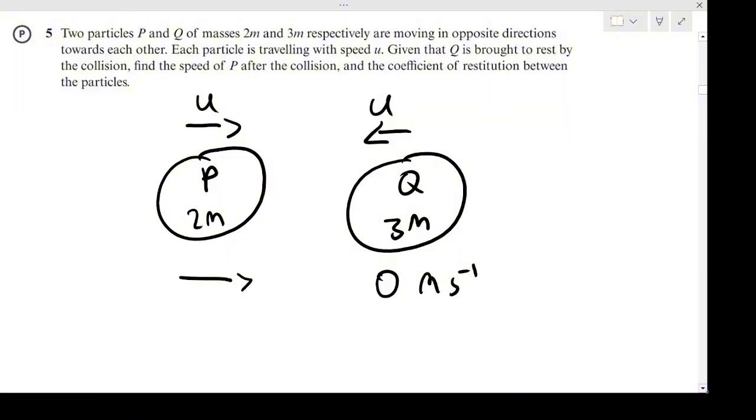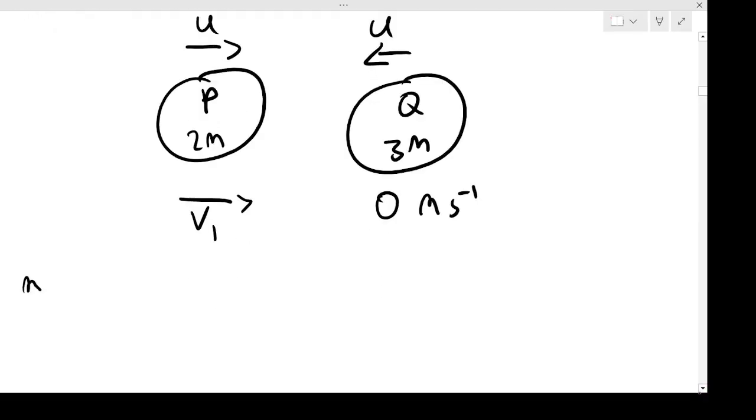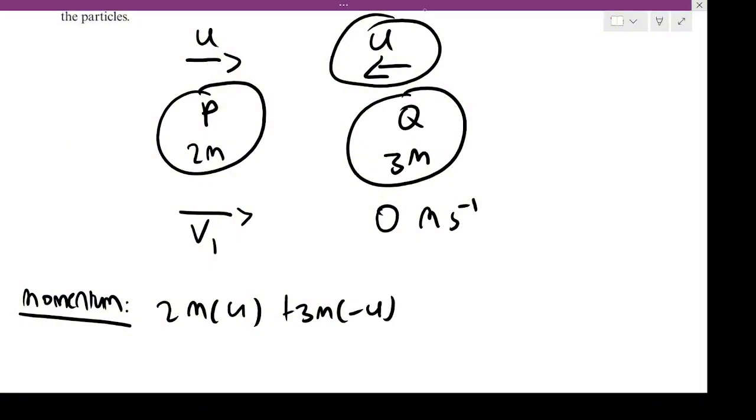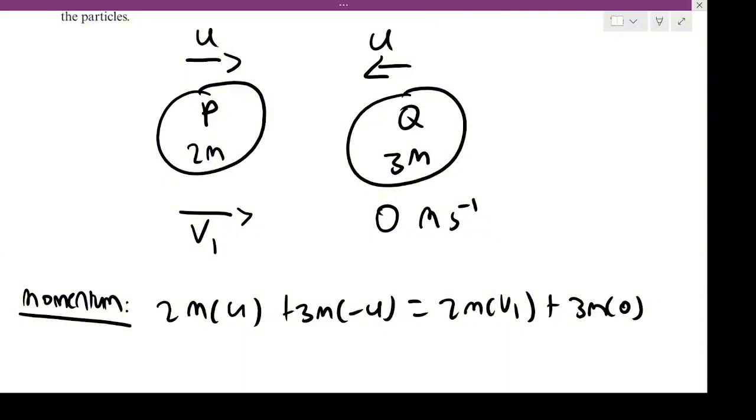And so firstly, if I call this V1, then if I apply momentum, so my usual equations, right? My usual equations. So momentum first, that's going to be 2m lots of u from P and 3m lots of minus u for Q, because that u is going backwards in the negative direction. Make it negative. That's going to be 2m lots of V1 and 3m lots of 0. Okay, so this will simplify to 2mu minus 3mu equal to 2mv1.